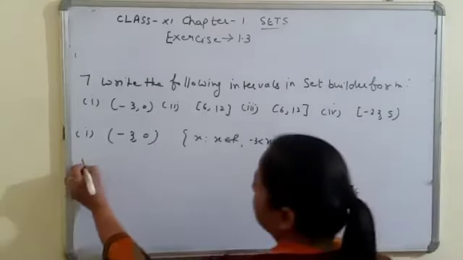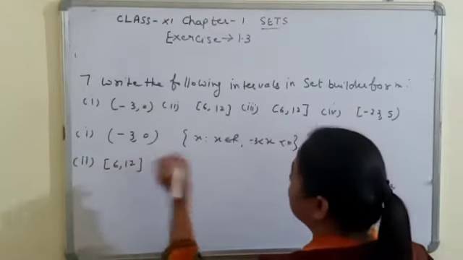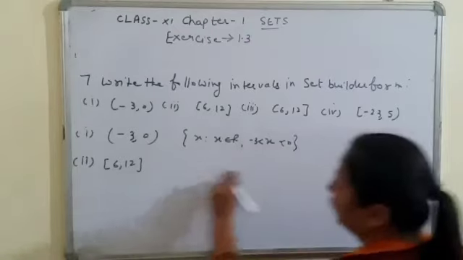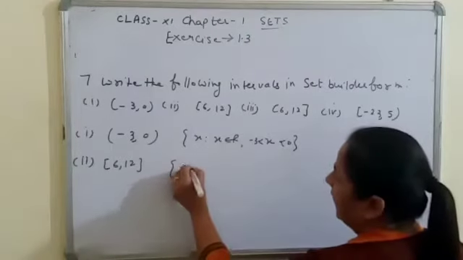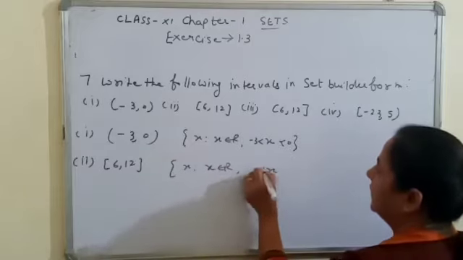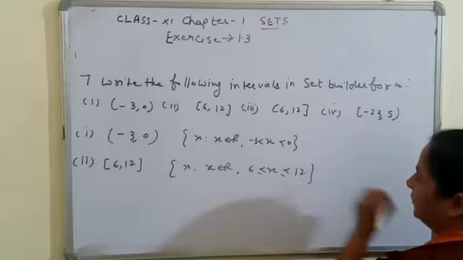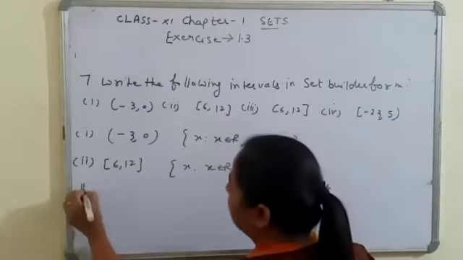Second part, 6 and 12. It's clear to you. It's closed at both ends. x where x belongs to R, x is greater than or equal to 6 and less than or equal to 12. It means end values are included.